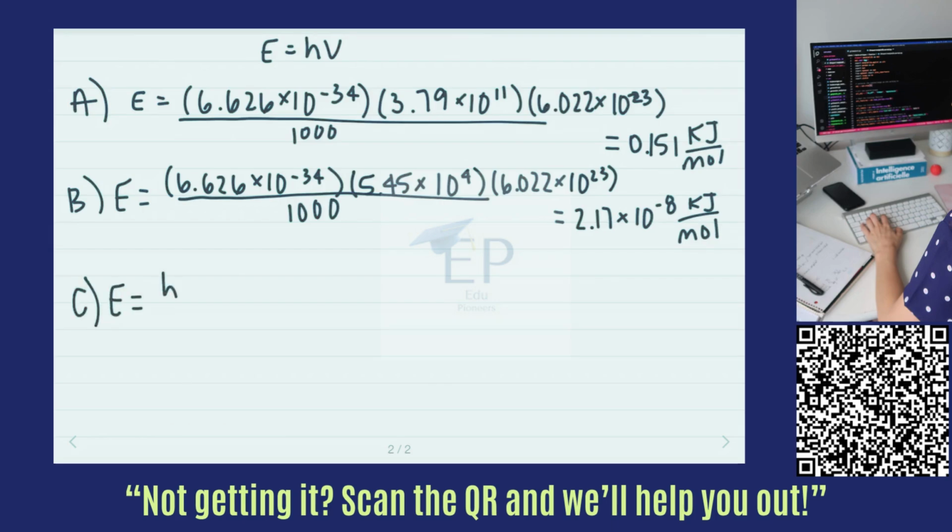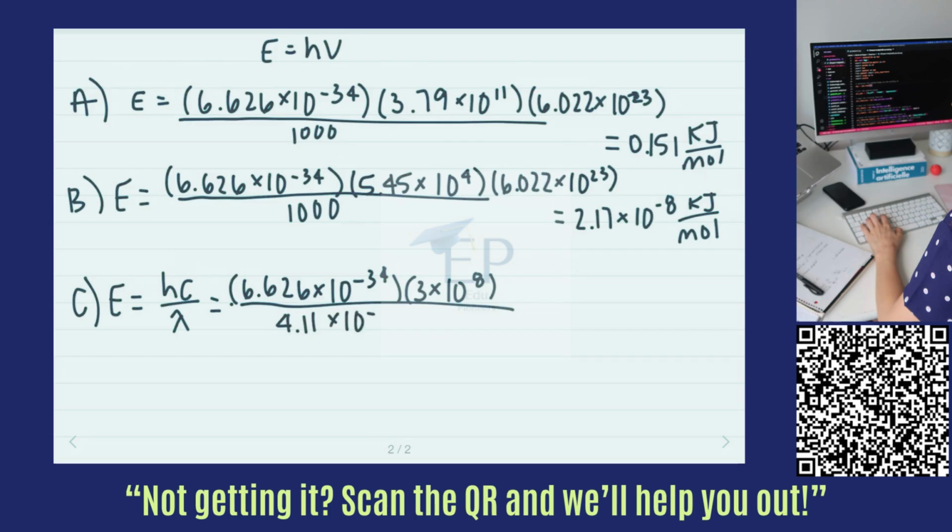So for part C, we're going to be using the equation of E is equal to HC over lambda because we're given our wavelength this time and not V. So H is that same constant we've been using, 6.626 times 10 to the negative 34th. C is 3 times 10 to the 8th.